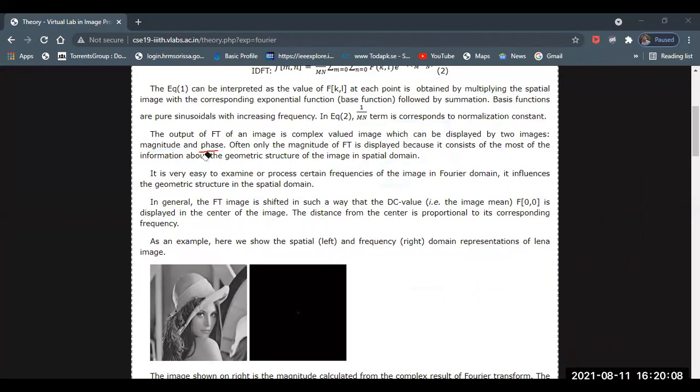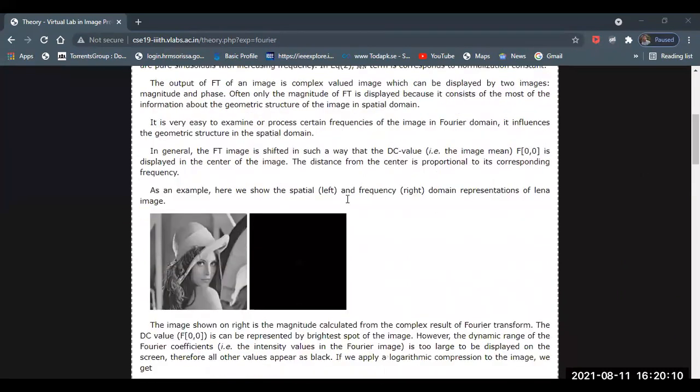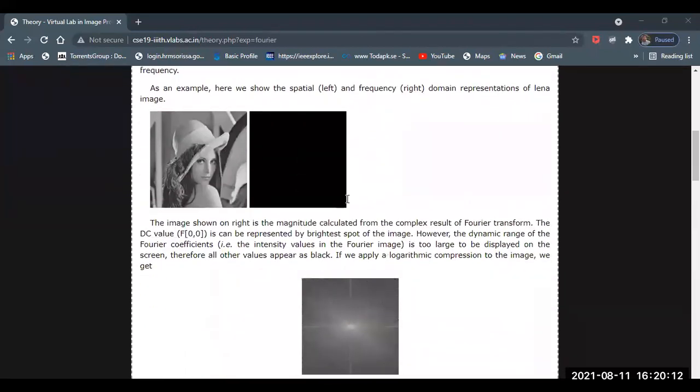In this example, on the left side you can see my spatial domain representation, and on the right side is my frequency domain representation. This particular image is called Lena.